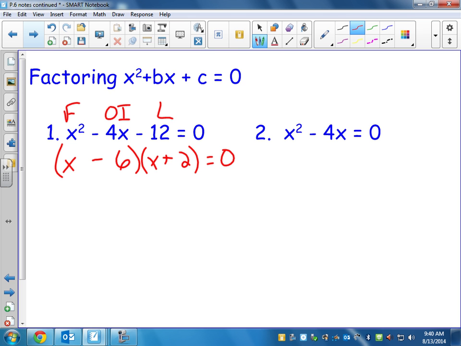And then, because they both multiply to give you 0, that means one of them has to be 0. So we just set each equal to 0. And probably you don't even show any work because you just know this would be x equals 6 and x equals negative 2. You get two lovely rational answers.